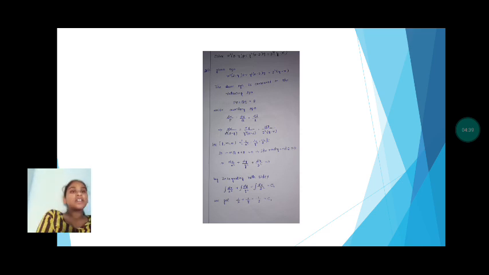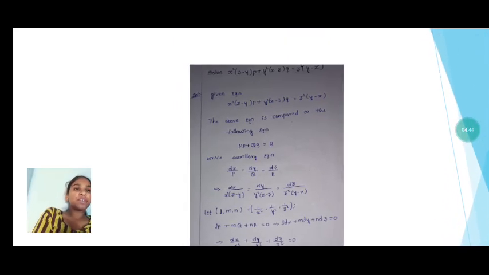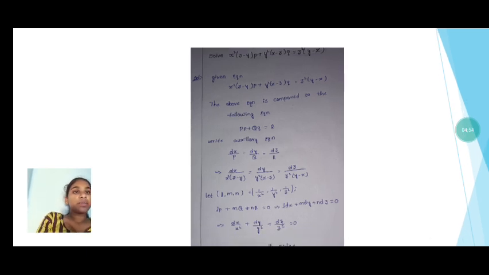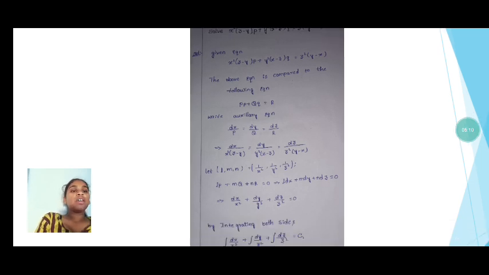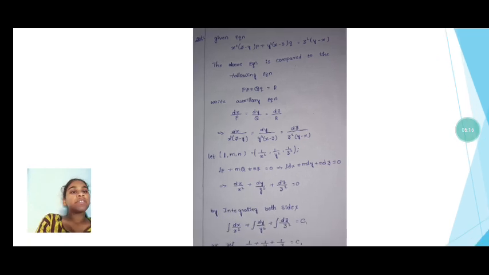In this slide, we see the problem. Solve x²(z − y)p + y²(x − z)q = z²(y − x). Given equation: x²(z − y)p + y²(x − z)q = z²(y − x). The above equation is compared to the following equation: Pp + Qq = R. Write the auxiliary equation. The auxiliary equation of the above equation is dx/P = dy/Q = dz/R.